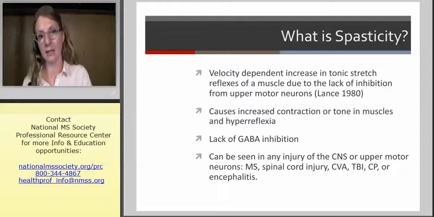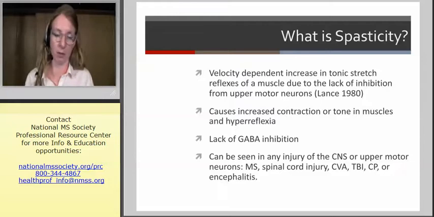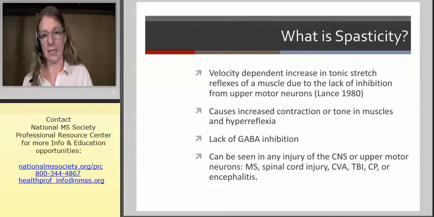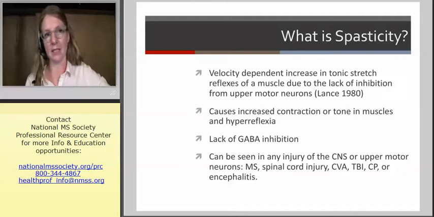This can be MS, this can be a higher level spinal cord injury, usually T10 or above. This can be a CVA, this can be a traumatic brain injury, this can be cerebral palsy, this can be an encephalitis. So anytime you're getting damage to the brain or spinal cord above about the level of T10, you are going to have potential issues with spasticity because that inhibitory process is interrupted.